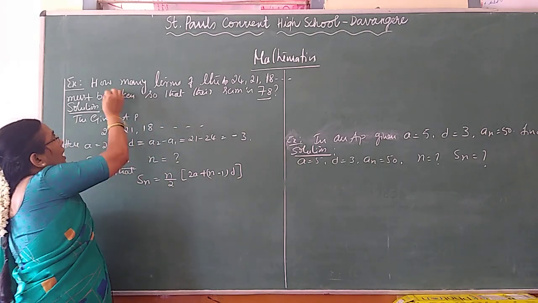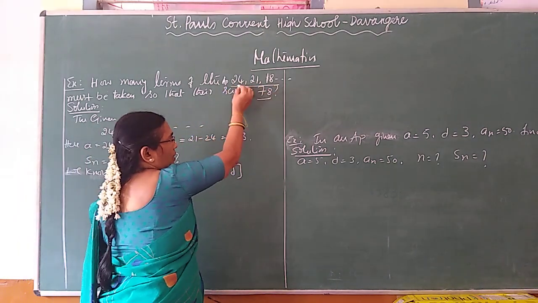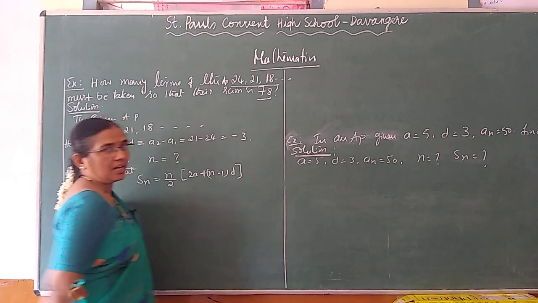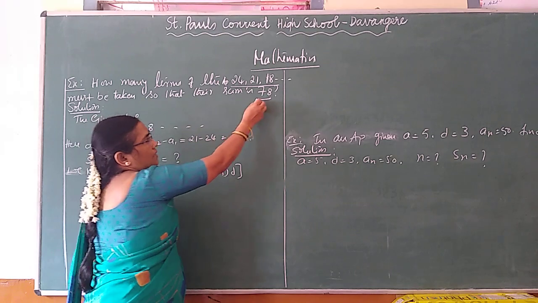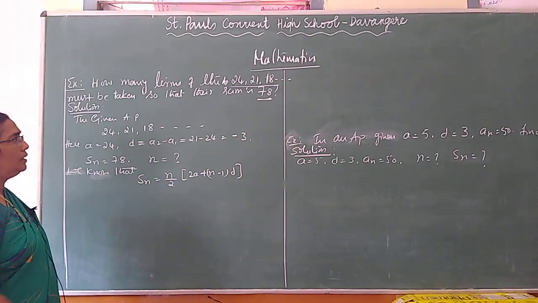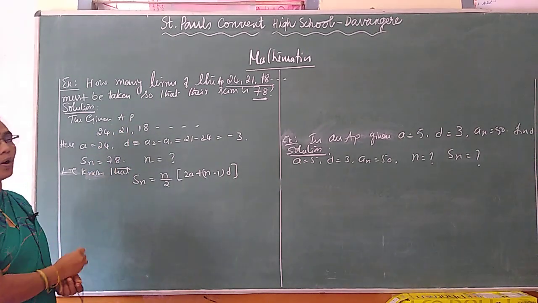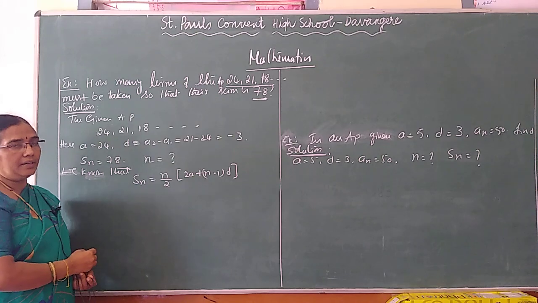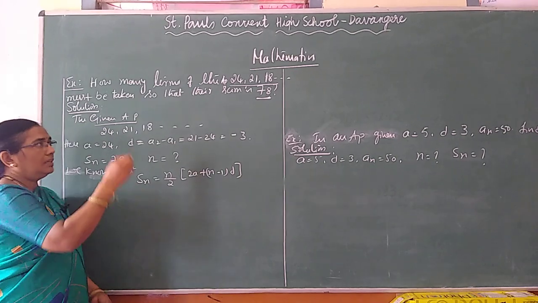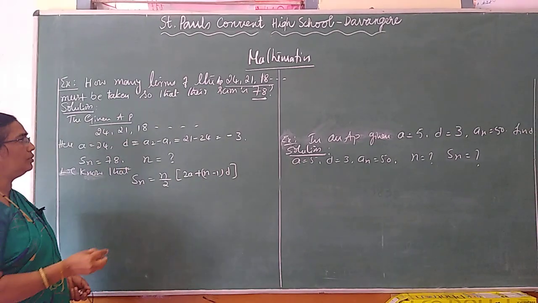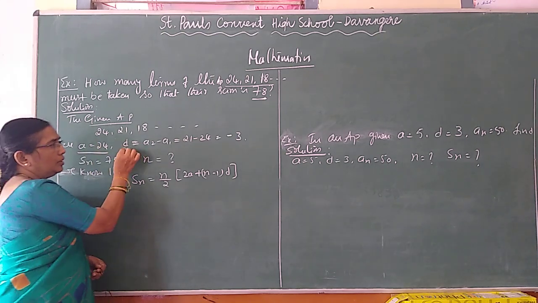Once again I read: how many terms of the AP, the AP is this one, 24, 21, 18, etc., must be taken so that their sum is 78. So let me write what things are given in the problem. They already said the AP is 24, 21, 18. Therefore, you are able to identify the terms A and also D.